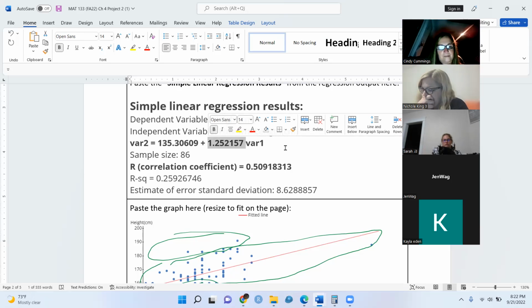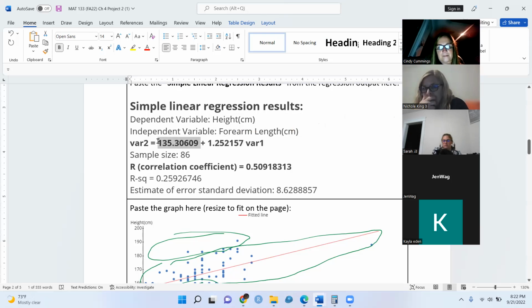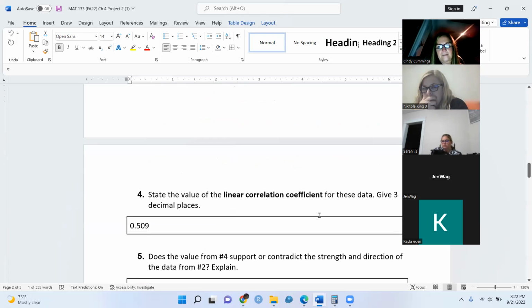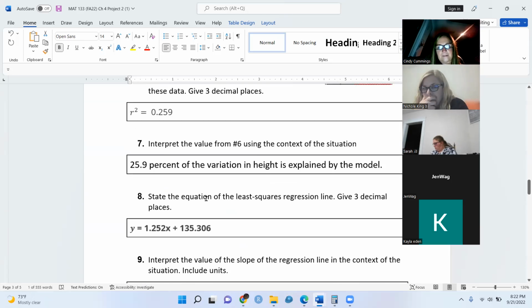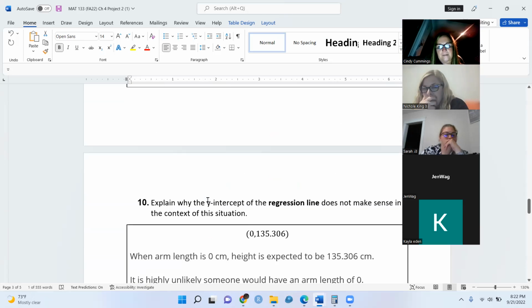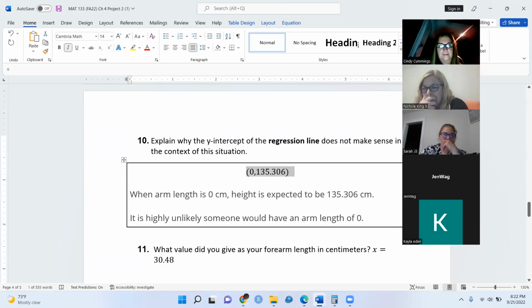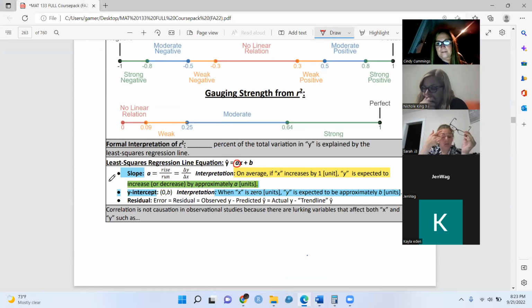Oh, okay. And then for the y-intercept, the number by itself, you would write just like how I wrote it down here: parentheses 0, comma, the number by itself, close the parentheses. There's your y-intercept. And then you're doing those same interpretations. Here's the slope interpretation. Here's the y-intercept interpretation.